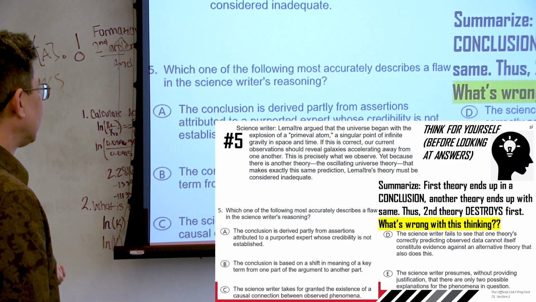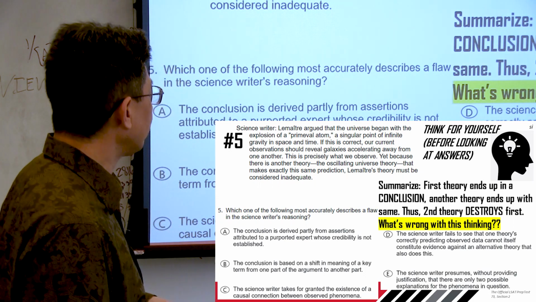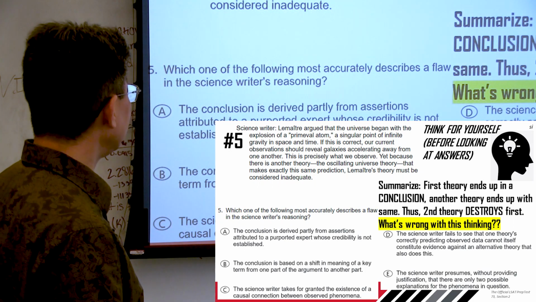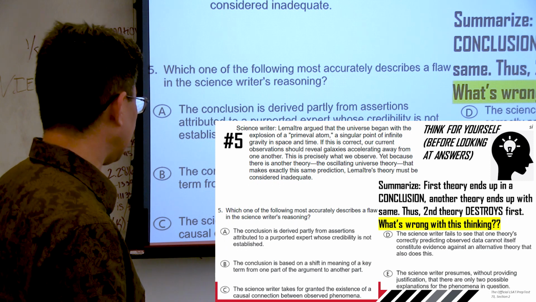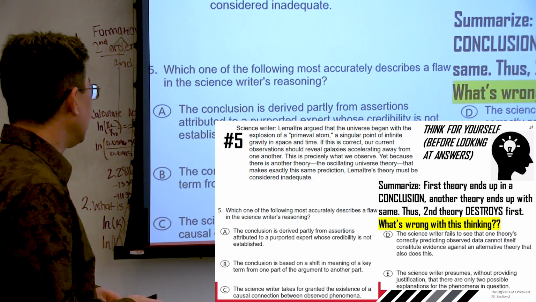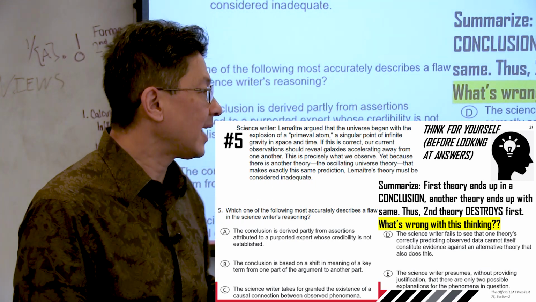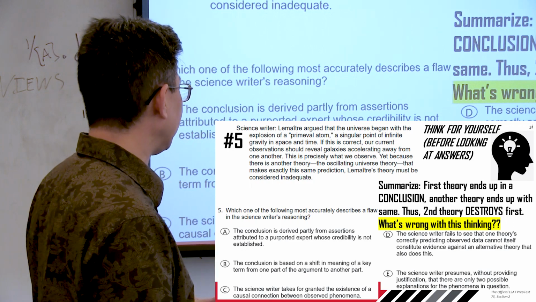How about B? The conclusion is based on a shift of meaning of a key term from one part of the argument to another part. No, we don't see that. We don't see a shift in meaning of anything. How about C? The science writer takes for granted the existence of a causal connection between observed phenomena. That means A caused B to happen.